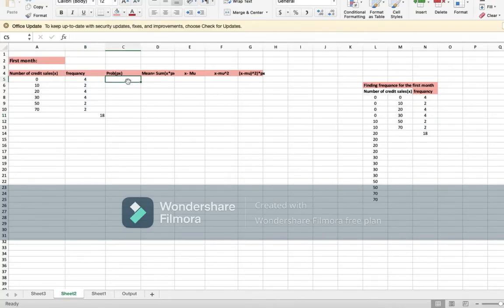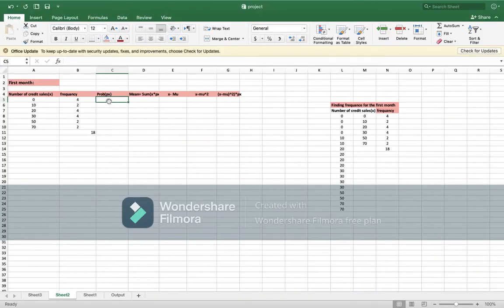The probability, we will do equals this over the total, which is 18. So because it is 18 for all the numbers, we will divide all the numbers by 18. So I will add the dollar signs here, probability will be equal to this over this, but I will add the dollars here because we will divide all the numbers by the total.